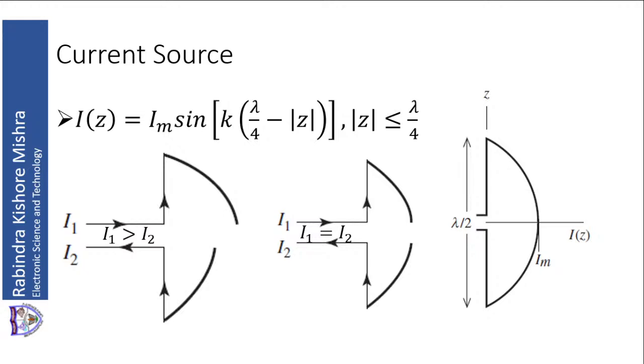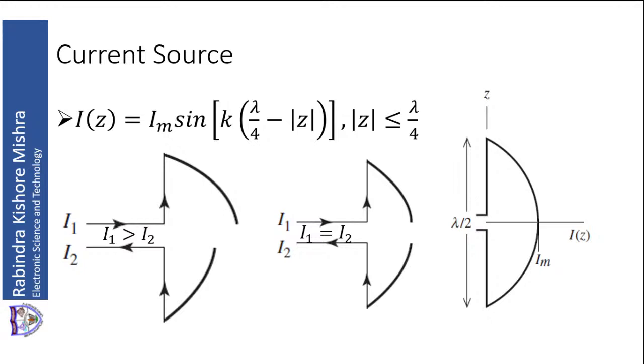What is k? k is equal to 2 pi by lambda. So you can put that, if k is equal to 2 pi by lambda, it is sine of 2 pi by lambda into lambda by 4. So that gives you pi by 2. And minus 2 pi by lambda into z. So that shows that when z is equal to 0, this will be sine pi by 2, and sine pi by 2 is 1.